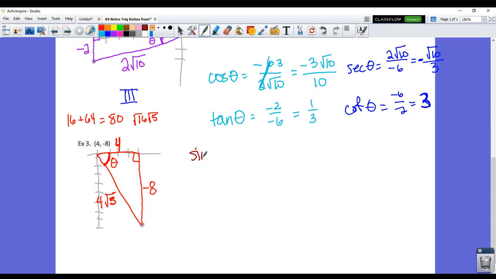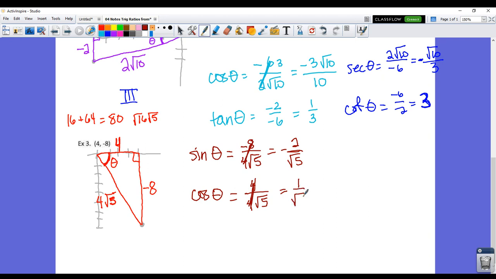Always, always, always. So sine, in this case, is the opposite side, negative 8 over 4 roots of 5, which we simplify to negative 2 over root 5. The cosine is going to be a positive because the adjacent side is positive 4 over 4 roots of 5, which simplifies to 1 over root 5. And then the tangent, the opposite side, negative 8 over positive 4, is once again negative. So the cosine and the secant have positive values in this fourth quadrant.